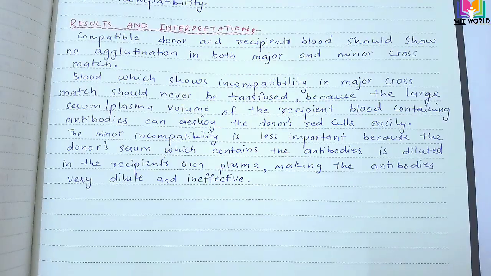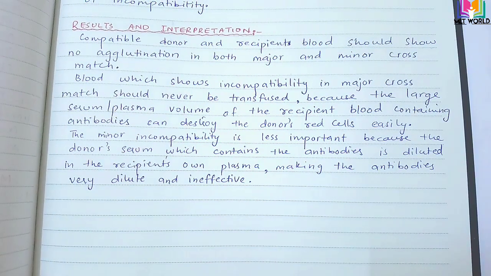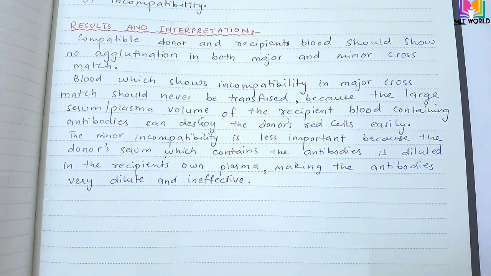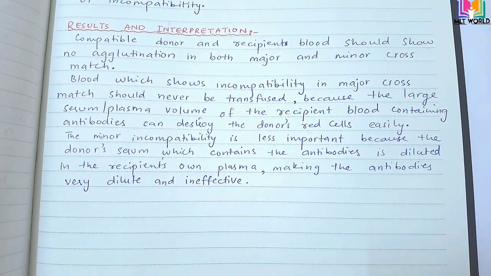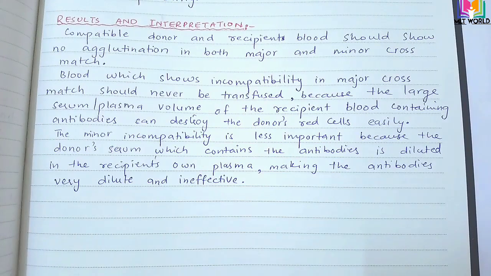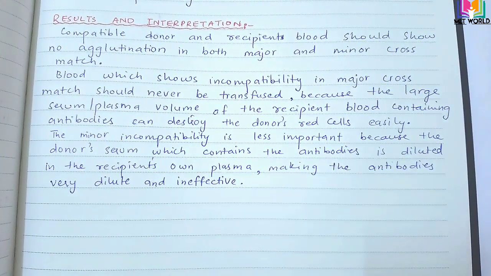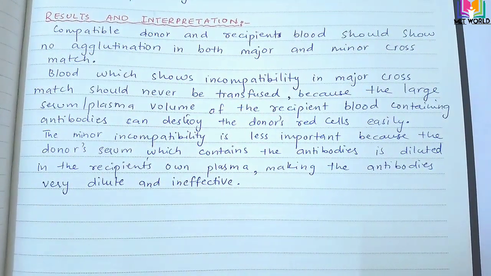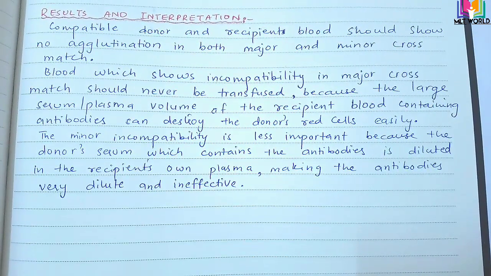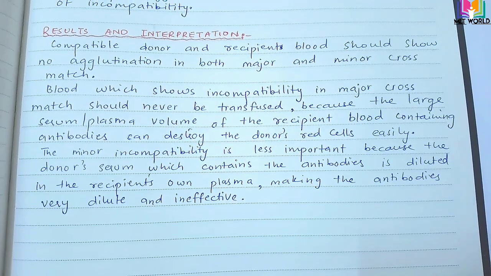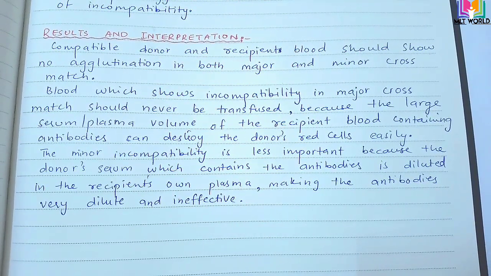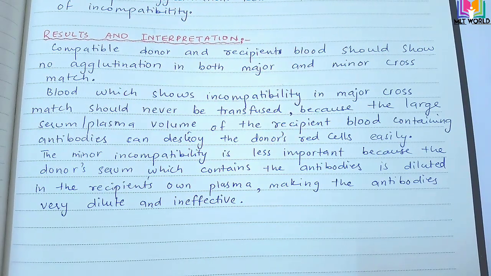But what is our final result? Our final result is that compatible donor and recipient blood should show no agglutination in both major and minor cross match. So if any agglutination is visible, macroscopically or microscopically, it means their blood is incompatible. But if there is no agglutination either macroscopically or microscopically, it means that their blood is compatible.